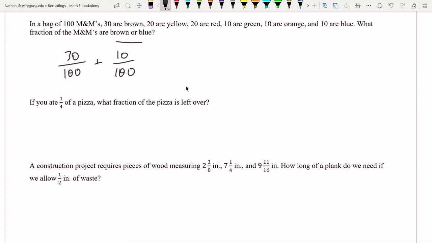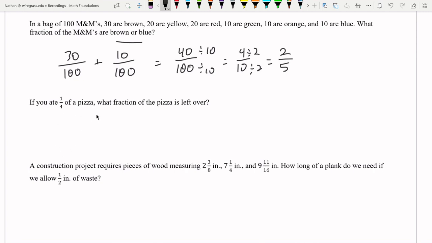Well, we already have a common denominator here of 100, so 30 plus 10 is 40 out of 100, and I can divide both by 10, right? They both end in 0. That gives me 4 over 10, and I can again divide by 2, giving me 2 over 5. So 2/5 of the bag is brown or blue, and this is actually kind of a starting place for looking at probabilities. This is the kind of fractions you'd look for in that case.